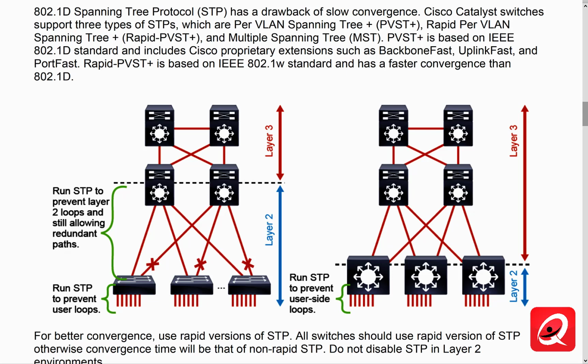Or you enable root guard on your uplinks to your distribution layer, assuming your distribution layer switches are the roots, so that if a superior BPDU is received, the port will error disable because somebody's trying to claim to be the root and they should not be claiming to be the root. So I would say instead of disabling spanning tree, make sure you implement those spanning tree protection mechanisms.